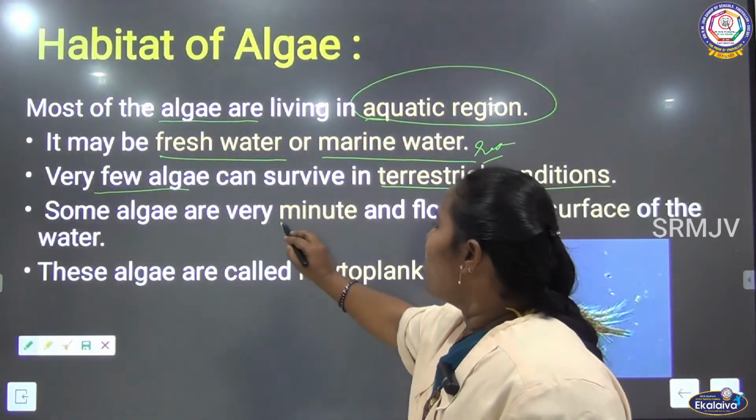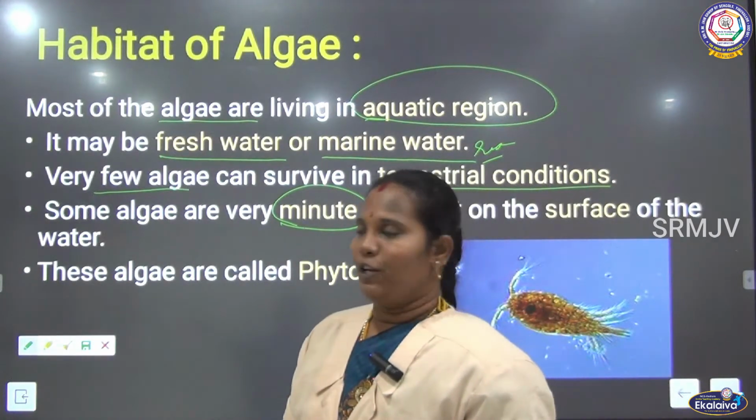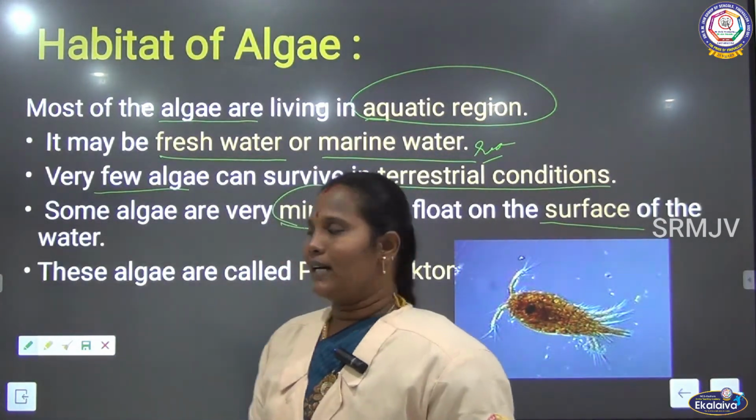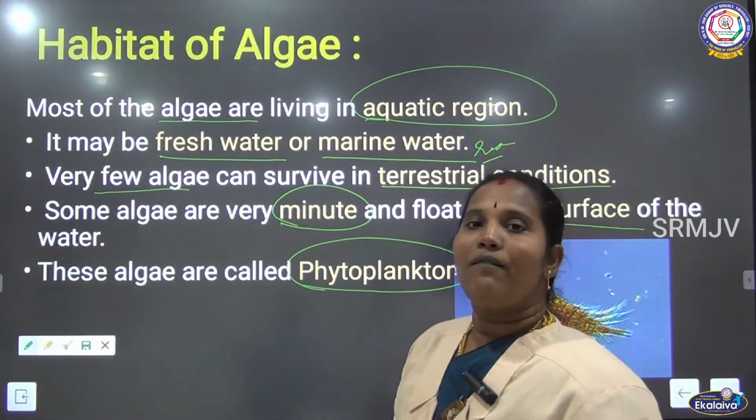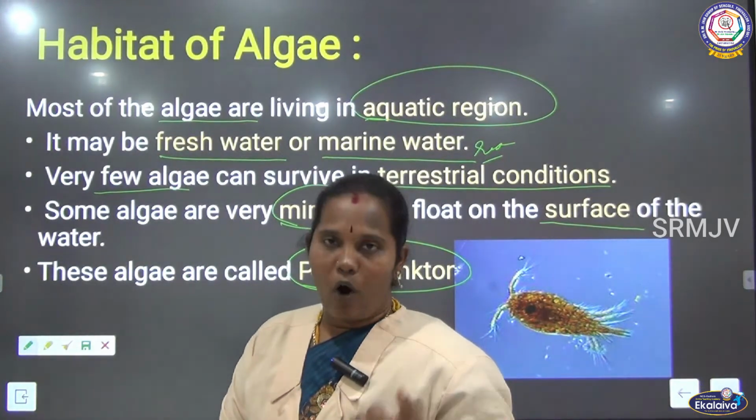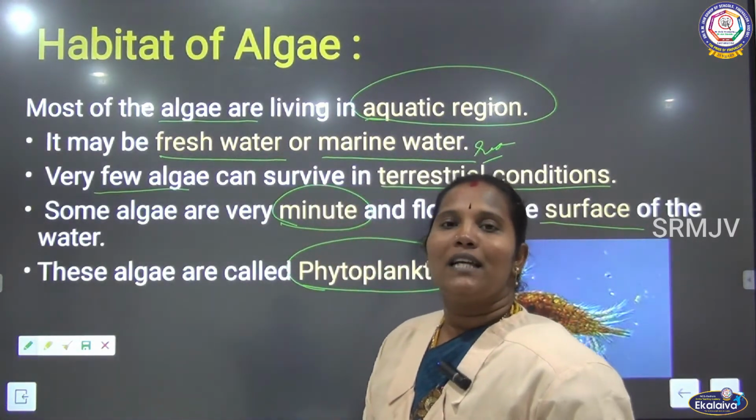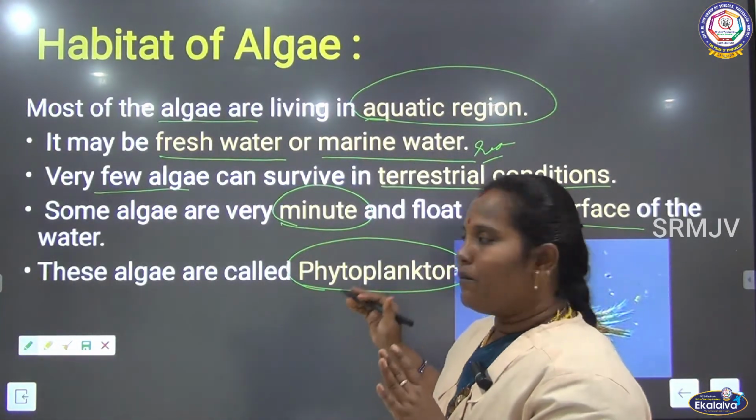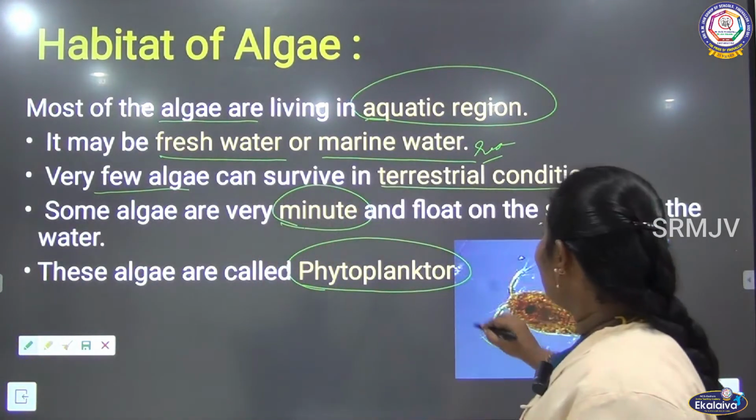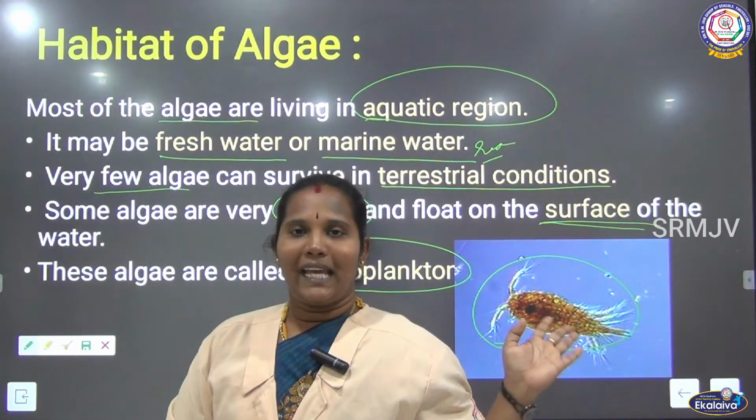Next, some algae are very minute. Minute means like microbes, which are very tiny. Some algae are very minute and float on the surface of the water. That is why they are called phytoplankton. What does phytoplankton mean? Very tiny organisms floating on the water surface are called phytoplankton. We can see these phytoplankton in water bodies, if we go to a pond or well. Clear?